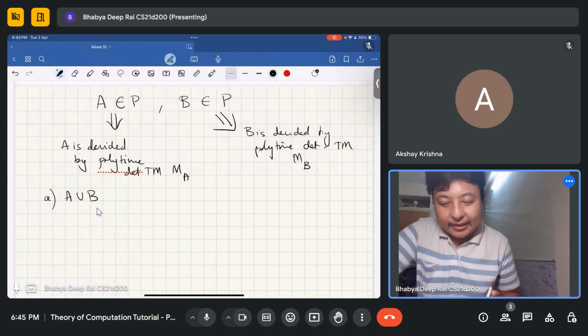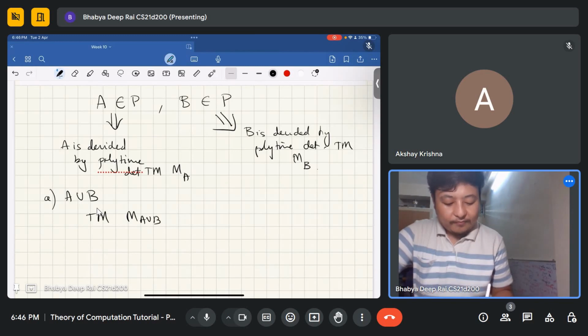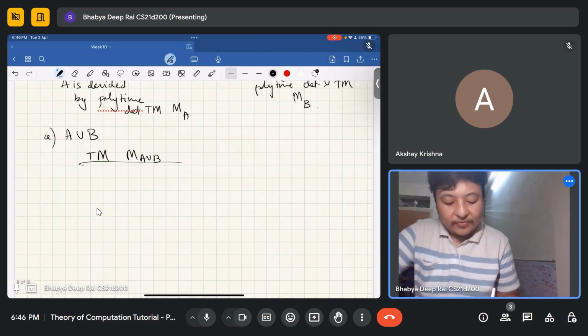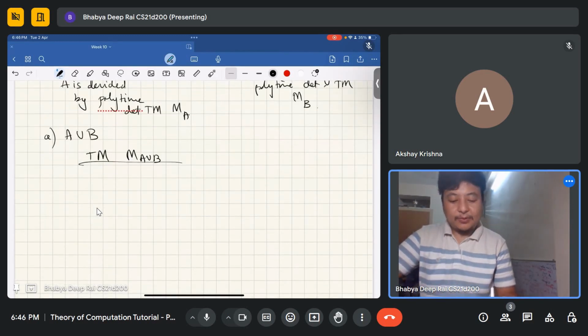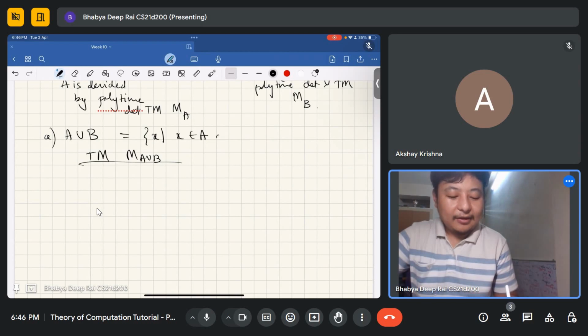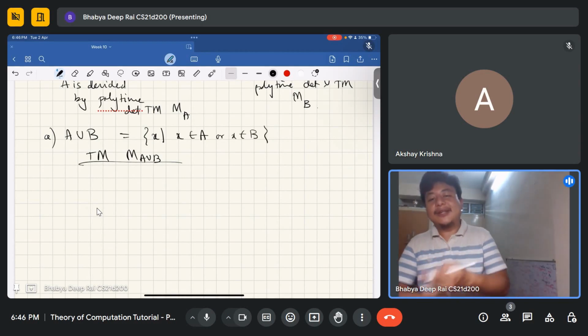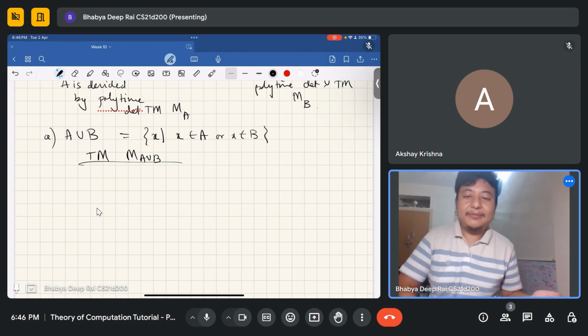Is this in P? Answer is yes. Okay, so I'll call it Turing machine M A union B. What is A union B? A union B means all the x such that x is in A or x is in B. So what I can do is first check whether it's in A and then check whether it's in B.